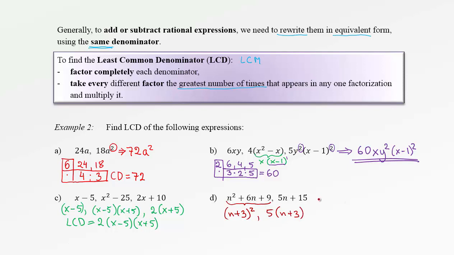Okay, what's the LCD then? The LCD of those two expressions is, we need to take 5, we need to take n plus 3, but how many times? The greatest number of times that it appears in any factorization. So it appears twice here, so we need to take n plus 3 squared.